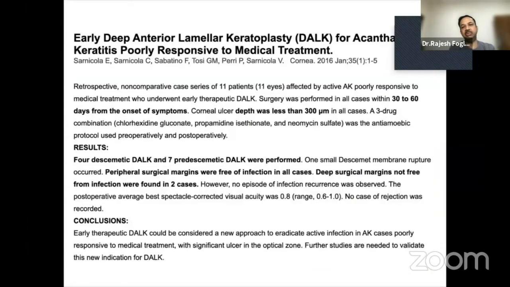This is again for acanthamoeba keratitis. We know that medical therapy can sometimes be ineffective. So in this case, after 30 to 60 days of medical therapy, when the ulcer was not responding and was involving only half the corneal thickness, they performed DALK, out of which there was a predescemetic, that is a big bubble DALK, in 4 and near-Descemet dissection in 7, and they had good outcomes in all these eyes.